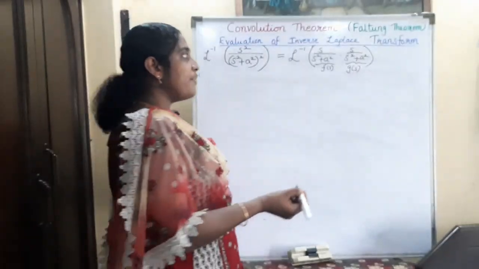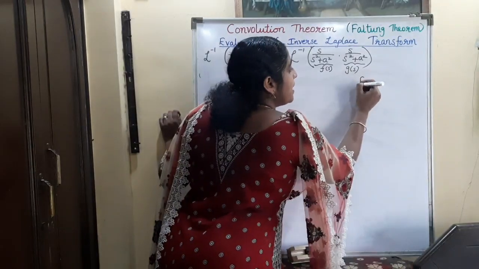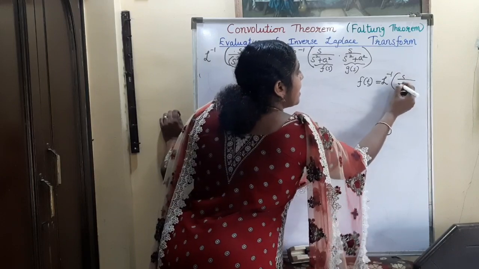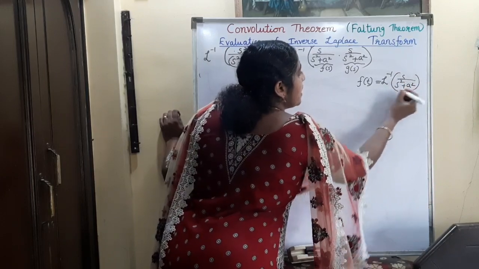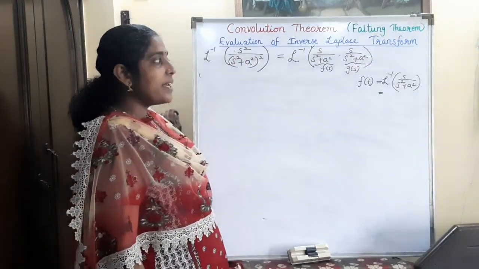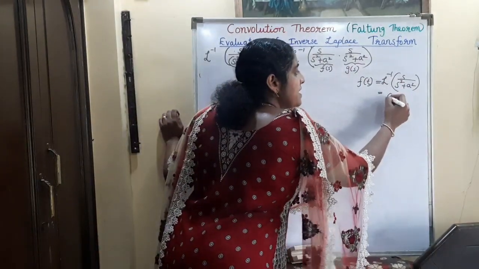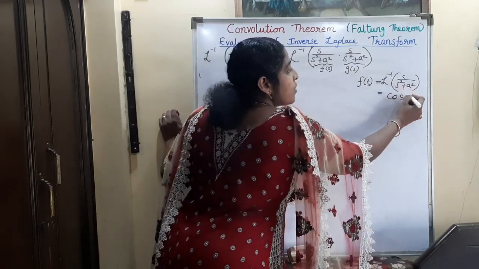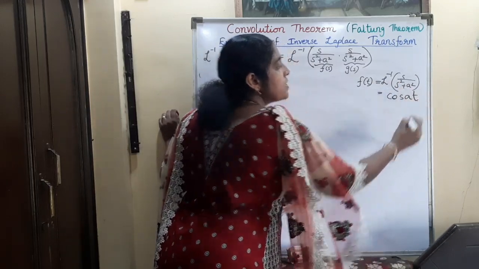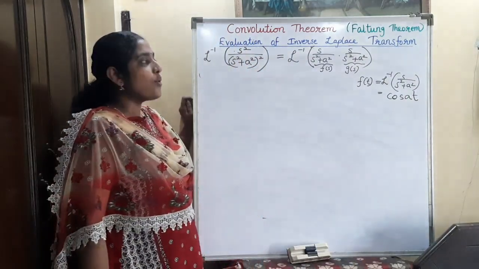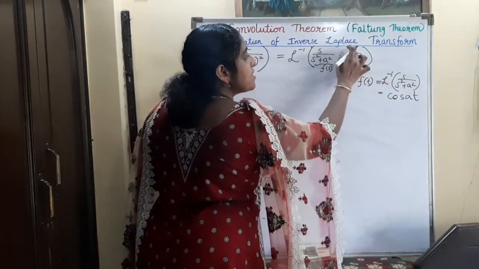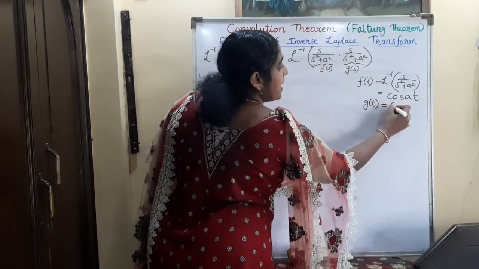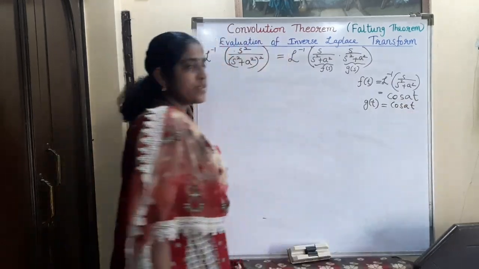So what will be our f of t? F of t will be the Laplace inverse of s divided by s square plus a square. What is the Laplace inverse of s divided by s square plus a square? In the numerator, if it is s, that will be cos function, this is s square plus a square, therefore not hyperbolic, normal, that is cos at. So f of t is equal to cos at. Also g of s is s by s square plus a square. So g of t is also cos at. F of t is cos at and g of t is also cos at.